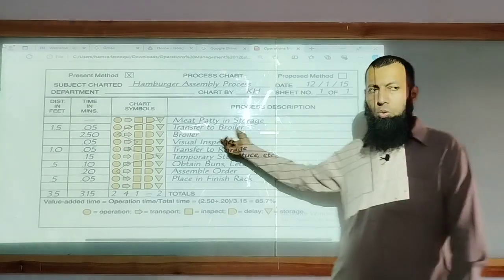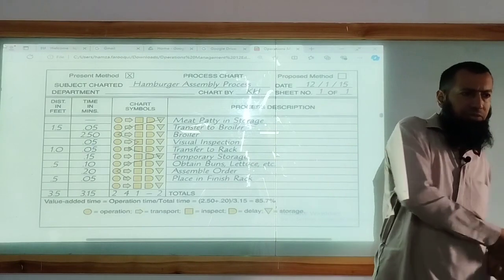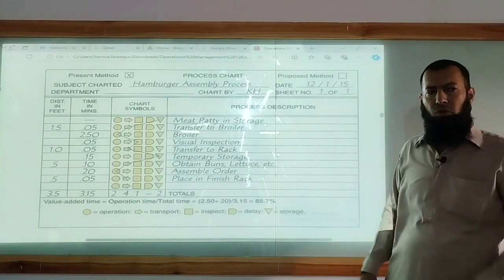Now you take it out and take it to the broiler. So you are moving the product.